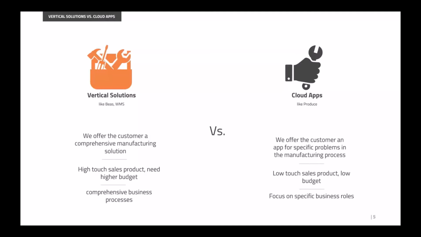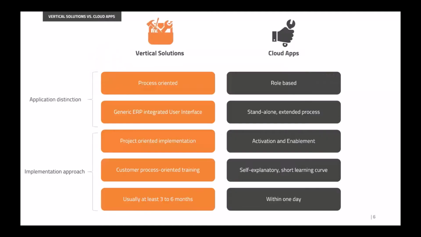Okay, so if you look at this general differentiation, then we also see in the details many more key differentiators. If you look at the application itself, from the vertical solution, the solutions are more process oriented. This is part of Business One, so we have more to talk about with the customer about the whole business process.